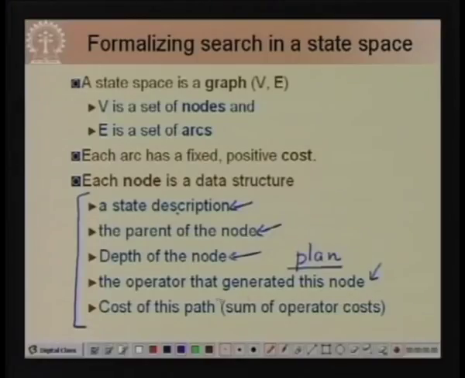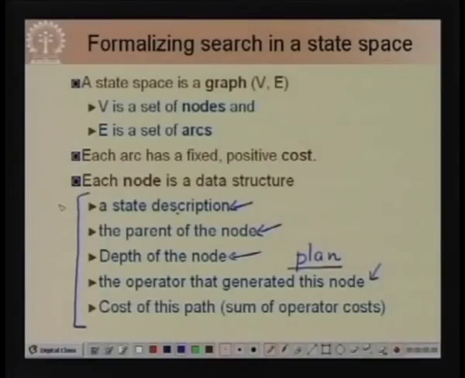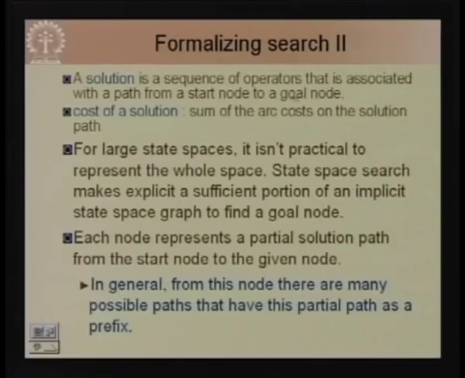If we want to find the final plan, we need the operator that generated this node, and in some cases we need to keep track of the cost of the path, especially when we look at uniform cost search and best first search. In subsequent lectures, cost is important, but at least we need to keep track of the state description, the parent and the operator, and for some algorithms the depth and sometimes the cost. A solution we have seen is a sequence of operators associated with a path from a start node to a goal node.